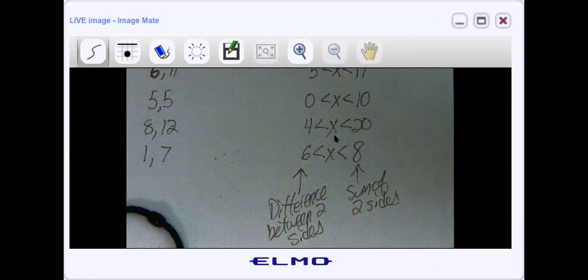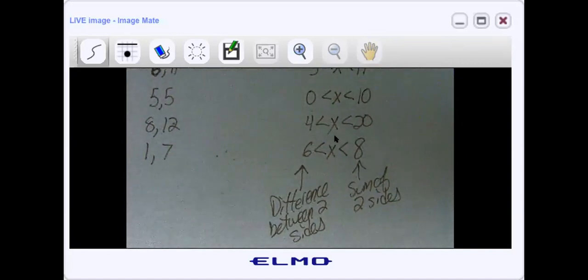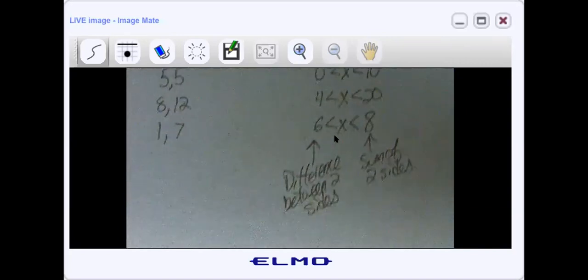All right, so these style questions could be asked a little bit differently. I could give you 3 side lengths and say, hey, could you make a triangle out of these, yes or no? So let's try some like that. And then that's pretty much it for today.